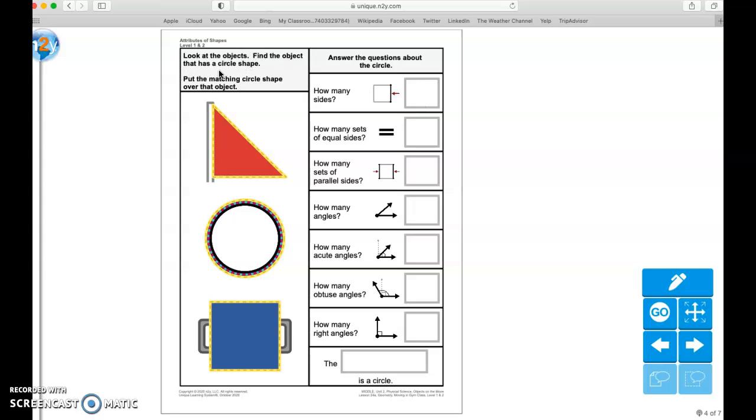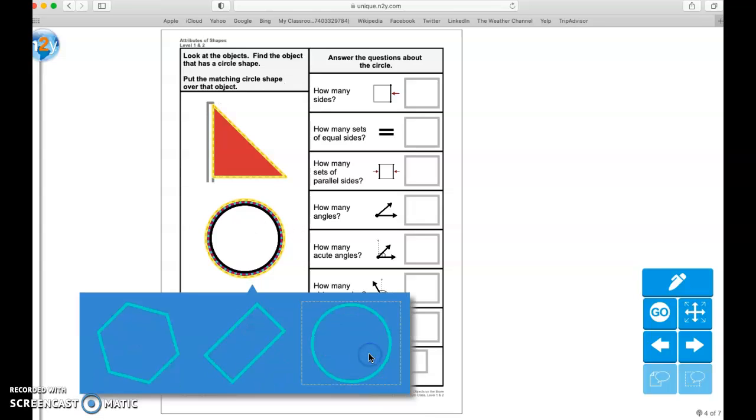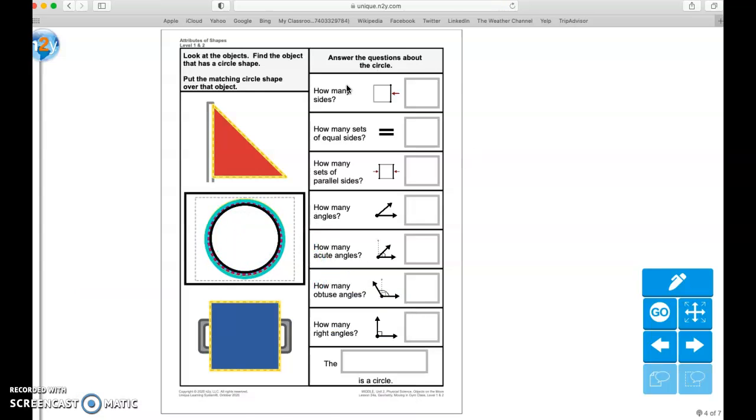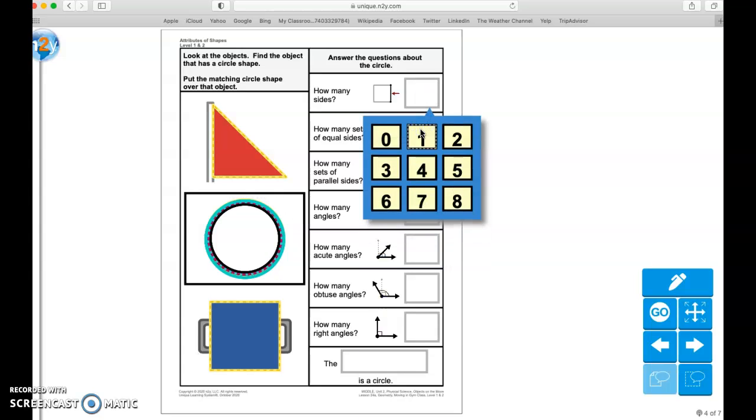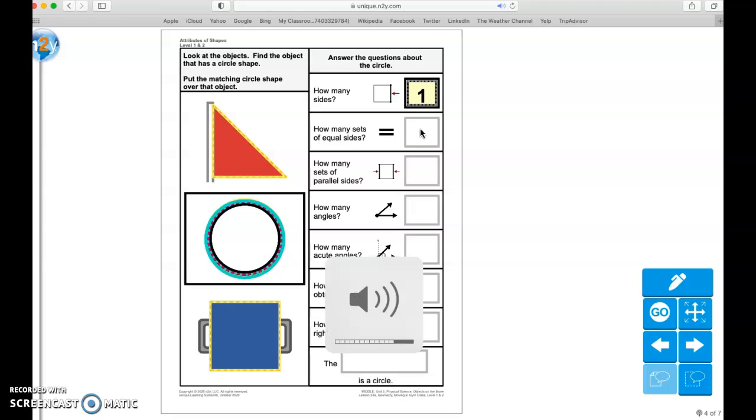It says, look at the objects and find the objects that have a circle. Find the object that has a circle shape. Put the matching circle over that object. So right here is the circle. We're going to put this circle over top. And then it asks you how many sides, how many sets of equal sides. So these are all questions just about the circle. So how many sides does a circle have? It just has one. One. How many sets of equal sides? Well, since it only has one side, 0 of them are equal.